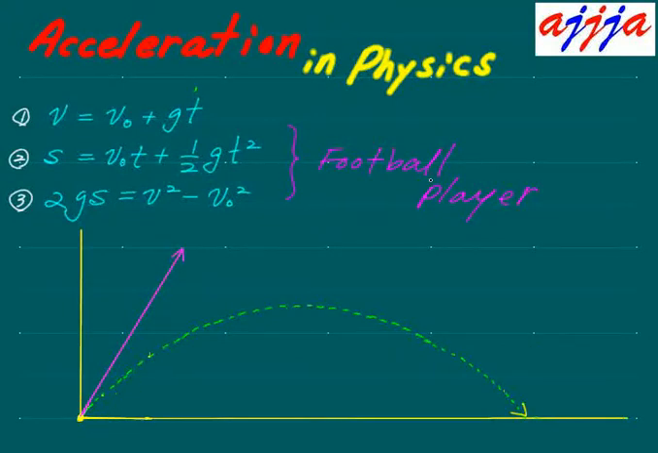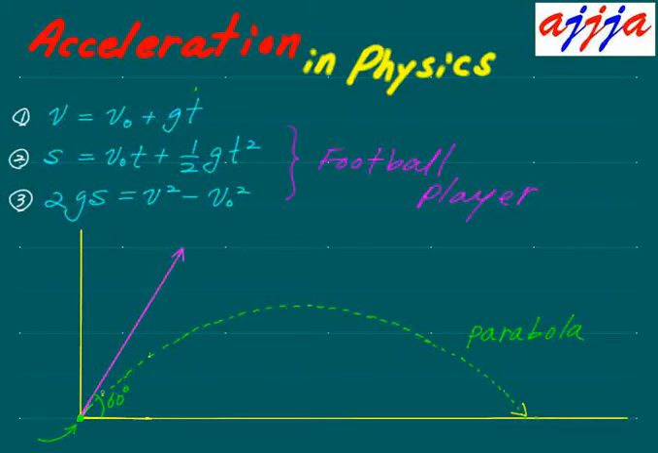Alright, let's do the football game. You are a football player. You have a ball right here. So you kick the ball, and then this ball goes this way. You kick this one exactly 60 degrees from the ground. Then automatically this ball is going to make this curve like this, right? You know that. This curve, the name is parabola.